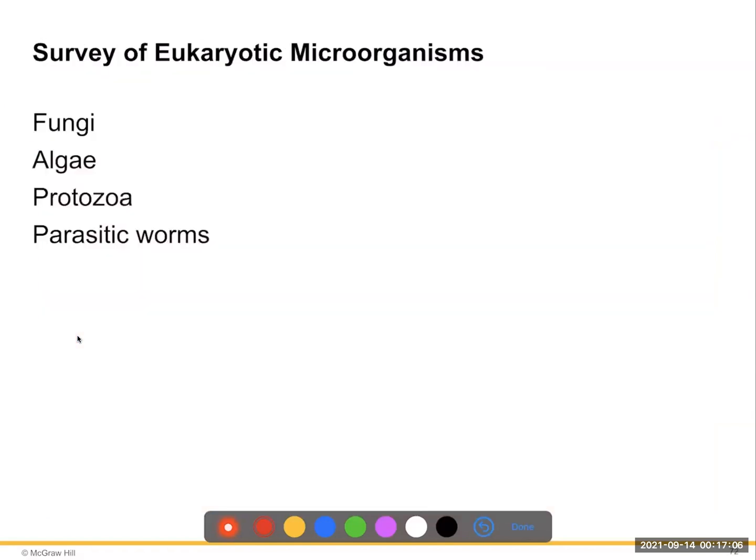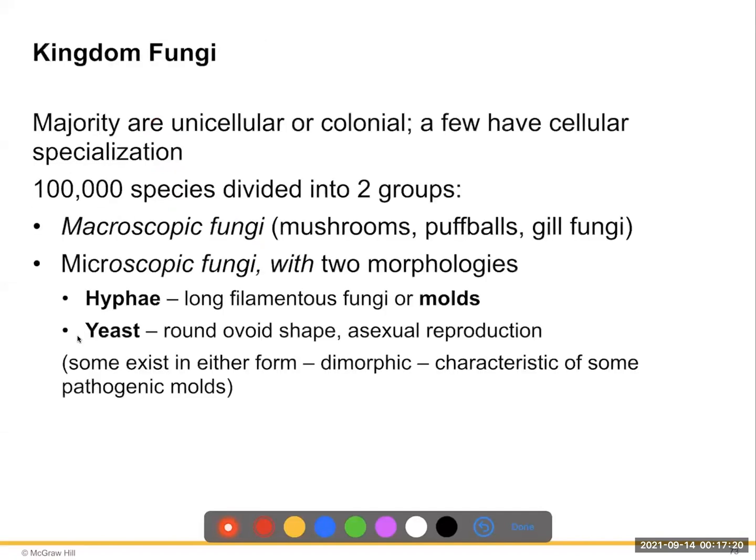Okay, so eukaryotic microorganisms, you have fungi, algae, protozoa, and parasitic worms. Those are microorganisms broken down. The kingdom of fungi: the majority of fungi are unicellular or colonial. A few have cellular specializations. There are 100,000 species of fungi, and they're divided into two groups. There's macroscopic fungi, and there's microscopic fungi.